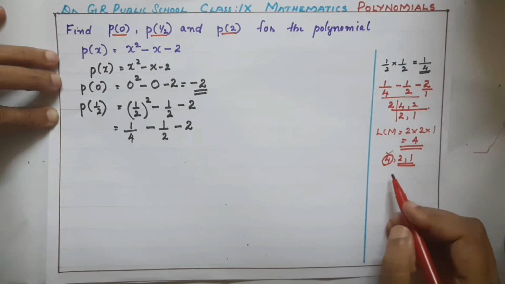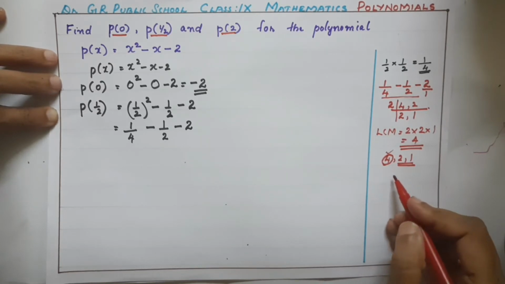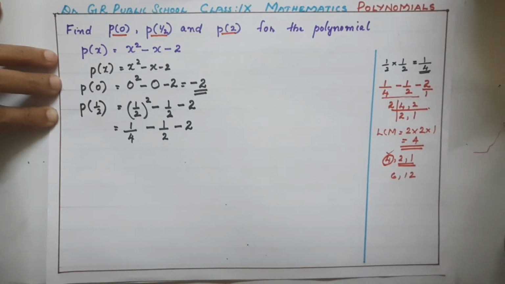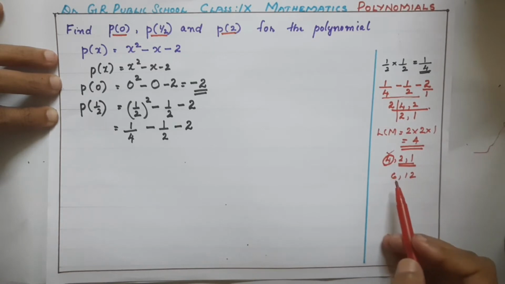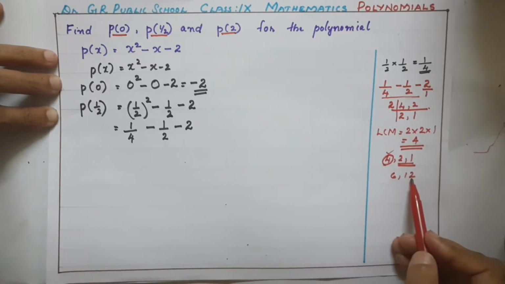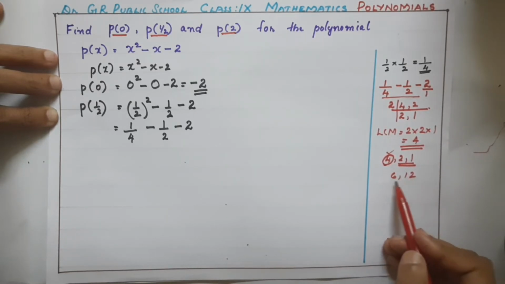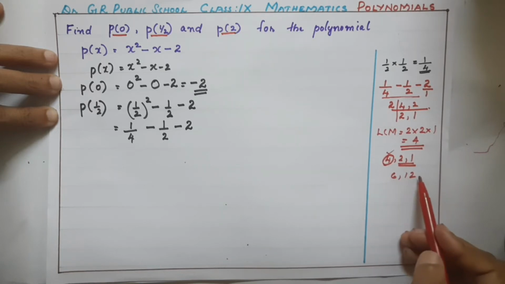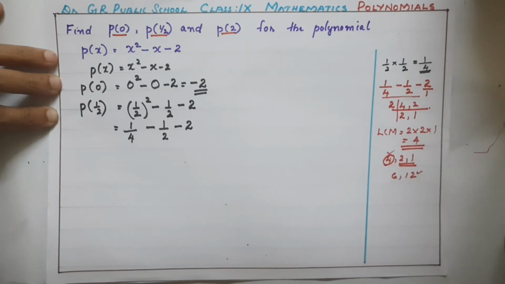Suppose you have another pair of numbers, 6 and 12. What is the LCM here? How will you say easily? 12 is a multiple of 6. So 12 is the LCM.